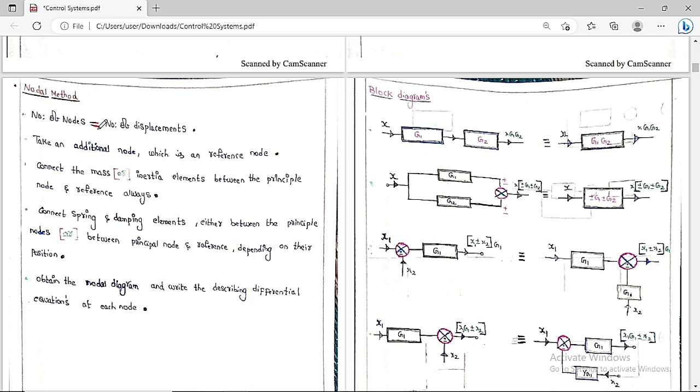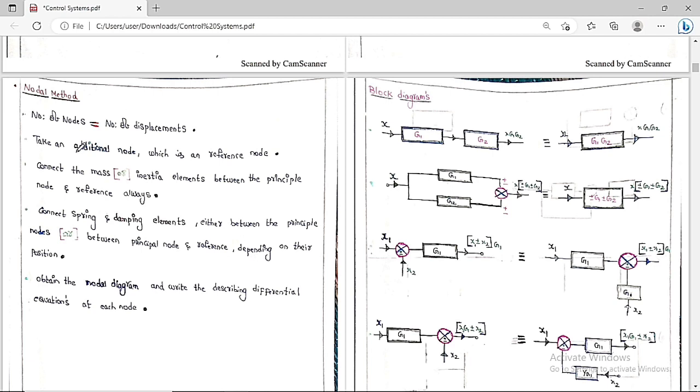Listen carefully. Suppose there is some complex diagram given in the question. First we have to convert that complex diagram into the nodal method. This is the procedure. By this procedure we convert the complex diagram into the nodal diagram. Now at each and every node we can write the differential equation, and then we get the overall differential equations for this complex system.